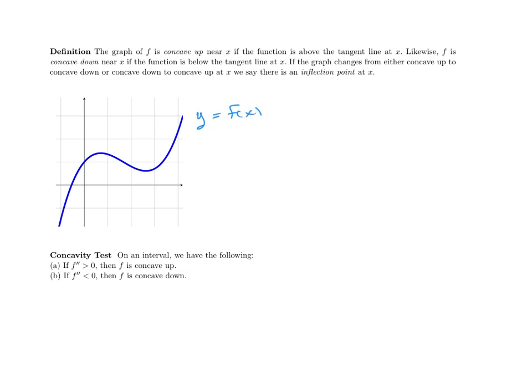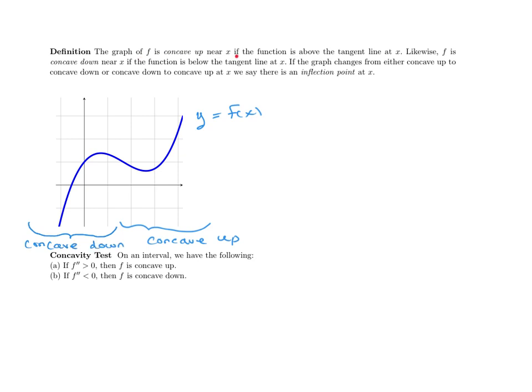Let me mark that here. So maybe from here and on, the graph is concave up. There's an upward bend to it. And then, from here to here, well, it's kind of bending downwards. This is what I'll say is concave down.